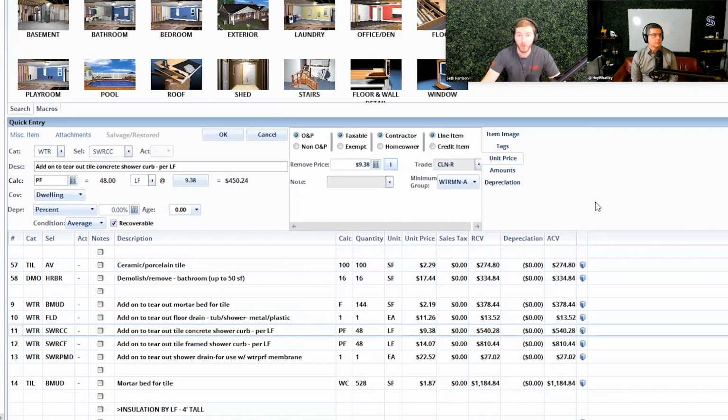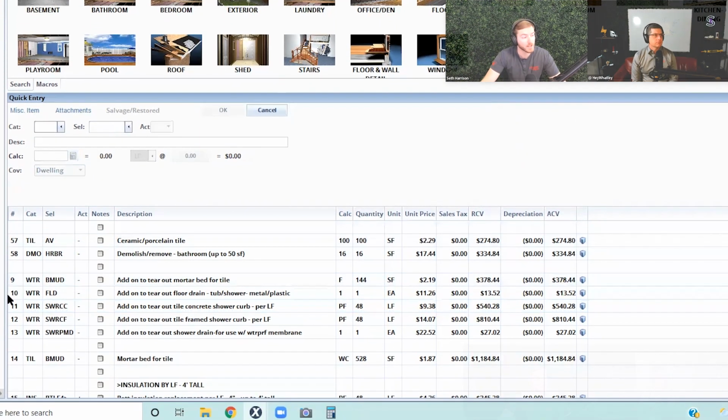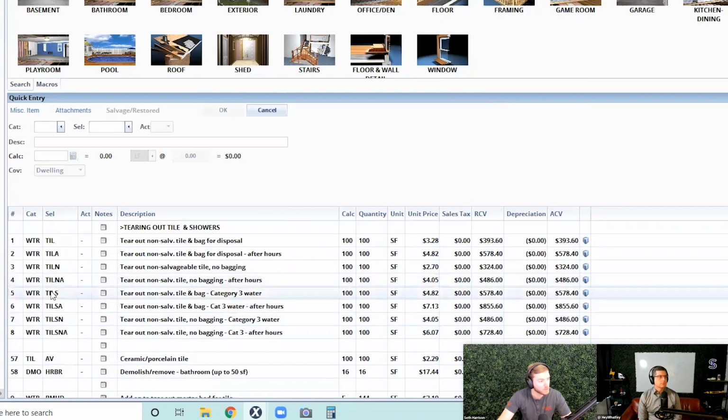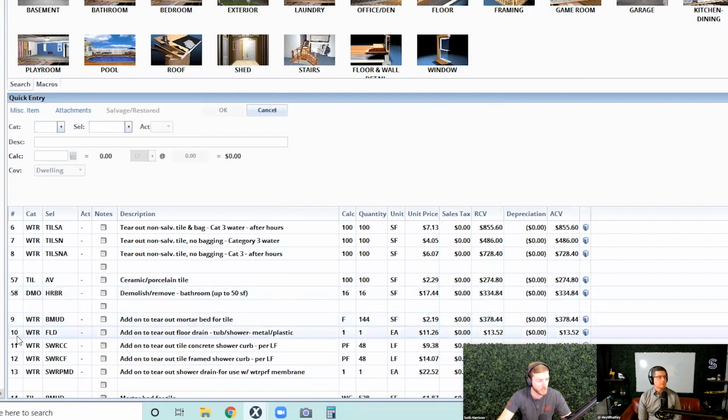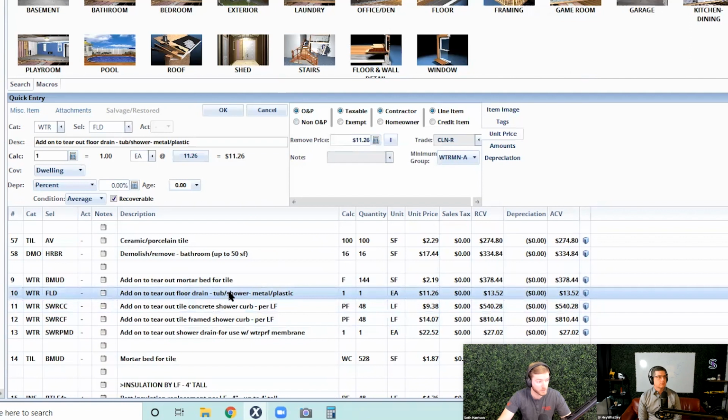What other add-for examples do we have for line items? We've got add on to tear out floor drain, metal or plastic, for a tub or shower. Add on to tear out tile concrete shower curb per linear foot. To tear out tile framed shower curb per linear foot. And to tear out shower drain for use with waterproof membrane. Now, please note these come in different units: square foot, each, linear foot.